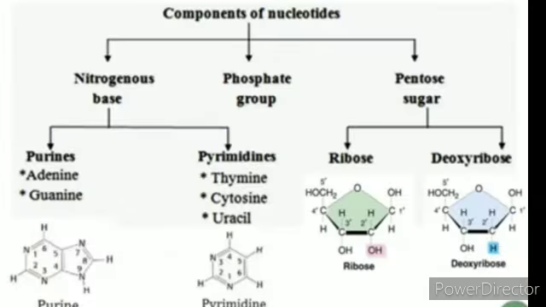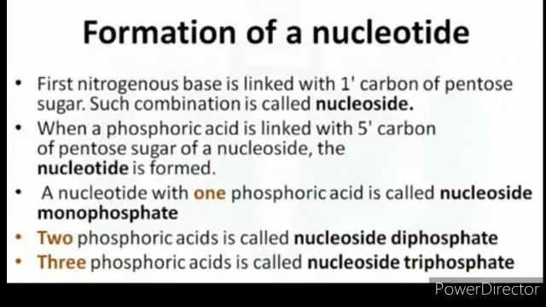Then one phosphate group, that is the phosphoric acid, is present. So these are the chemical components: sugar, nitrogen bases and the phosphate group. Now we will discuss the nucleoside. A nitrogen base plus sugar is a nucleoside.